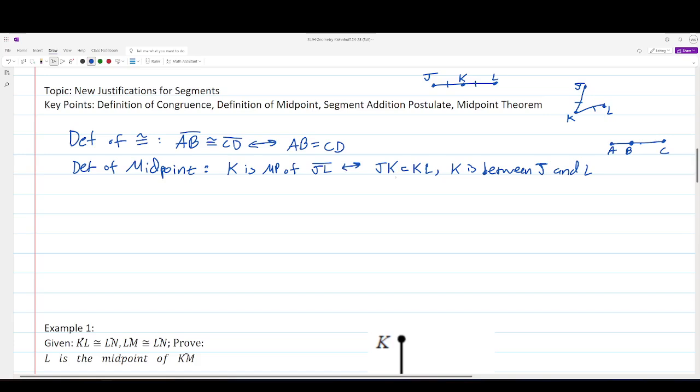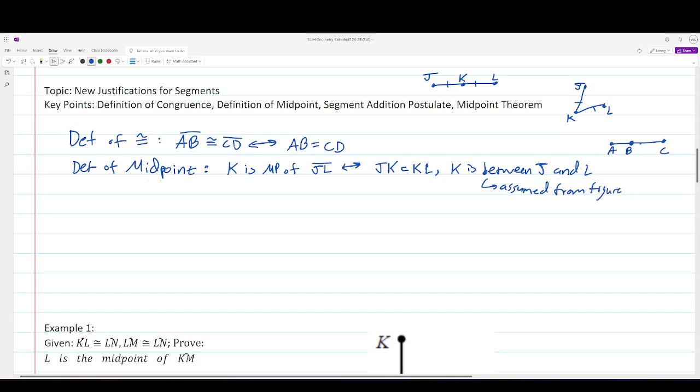So if we know that JK equals KL and K is between J and L, that would give us this first picture up here, and that would let us use the reverse or the converse to say that then K is the midpoint. So just be aware we do need both of those, but typically this one we're going to be assuming from a figure.